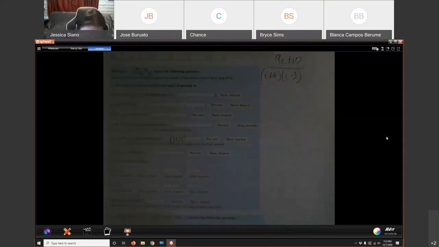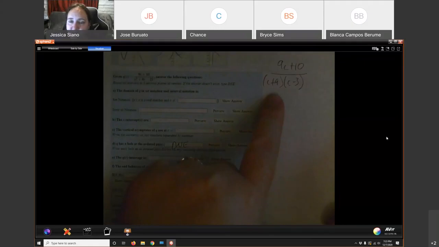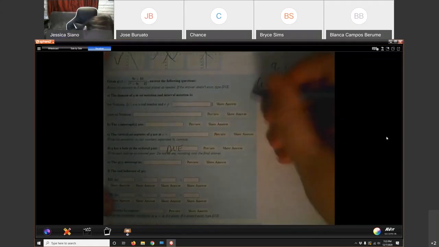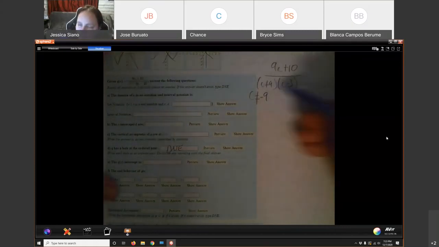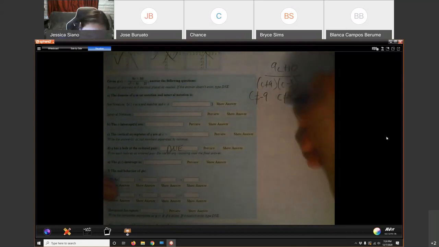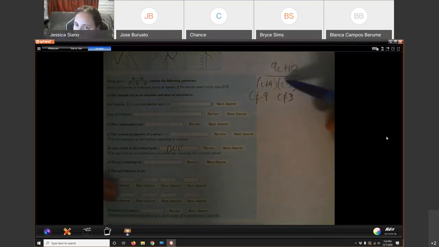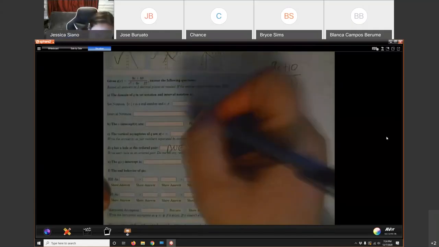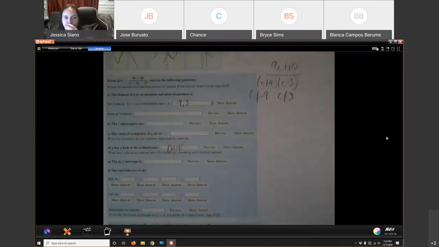So the domain of this function would be all real numbers except the places that would make this denominator 0. So here, if I put a negative 9 right here, then this factor would be 0 and then the whole denominator would be 0. If I put a 3 right here, then this would be 0 and the whole denominator would be 0. So my two excluded values are going to be negative 9 and 3. So this would be c is a real number and c cannot be negative 9 and 3.